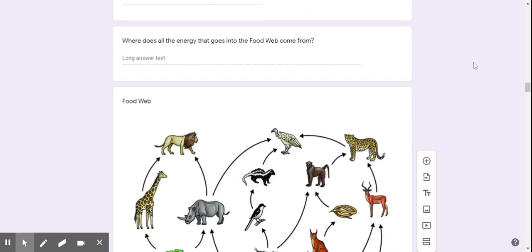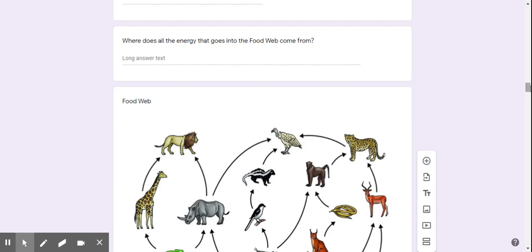Now, where does the energy that goes into the food web come from? So where does all that energy come from? It can't just appear. It's got to come from somewhere up. Let's think up into the sky. Oh, wait, our magical, fantastical sun god gives energy to the plants, and then the plants end up forming the basis of the food web. So all the energy that goes into the food web originates from the sun through sunlight. So let's go to the next problem.